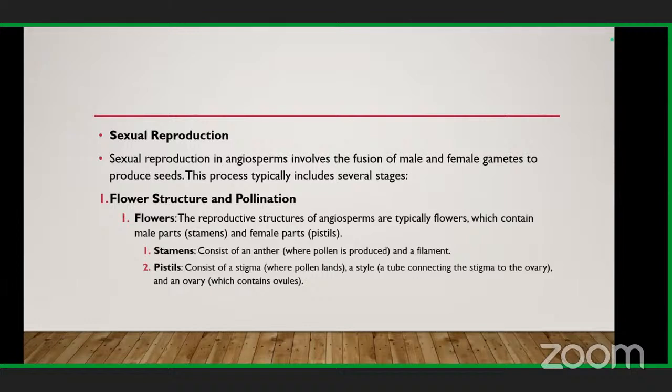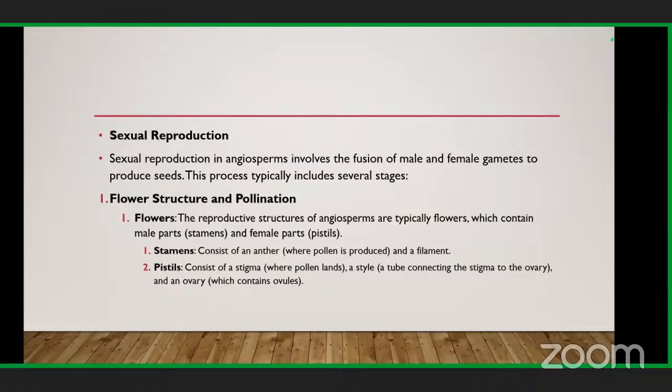It has a complex flower structure. Basically, the flower is the reproductive structure of angiosperms, the main reproductive structure. In the flower, you will find the male part and the female reproductive part. The male part is called the stamen and the female part is called the pistil. So the male reproductive part is known as stamens and the female reproductive part is known as pistils. Male is also termed androecium and female is termed gynoecium.